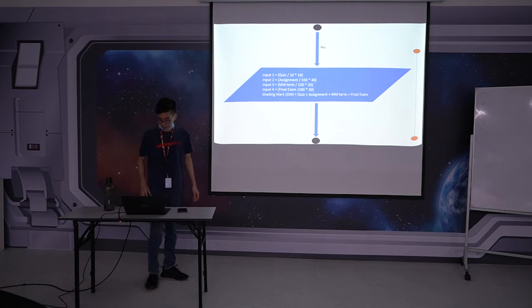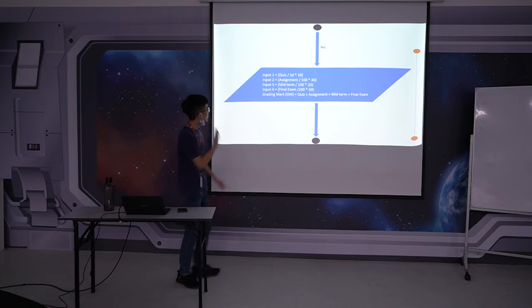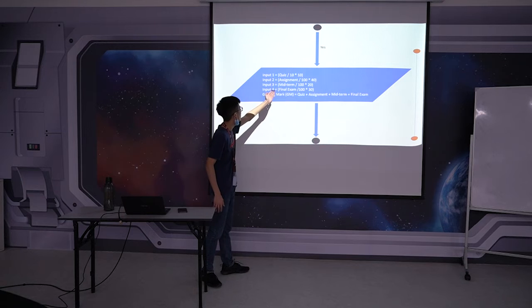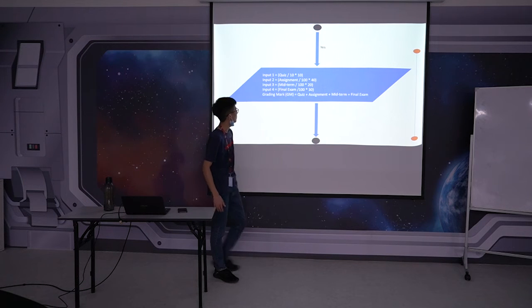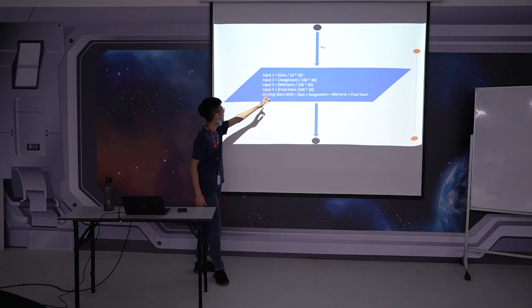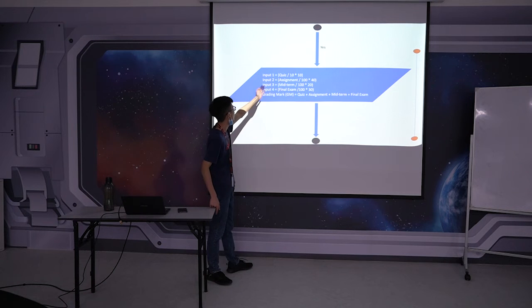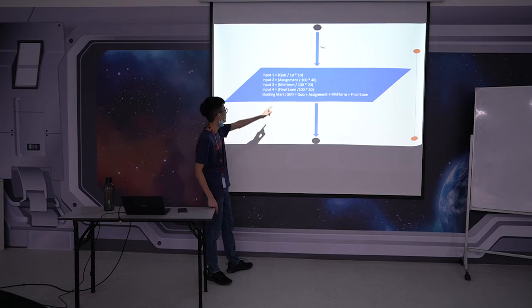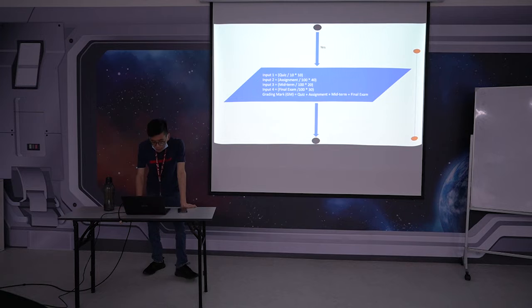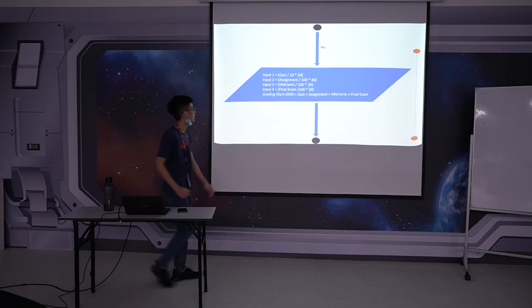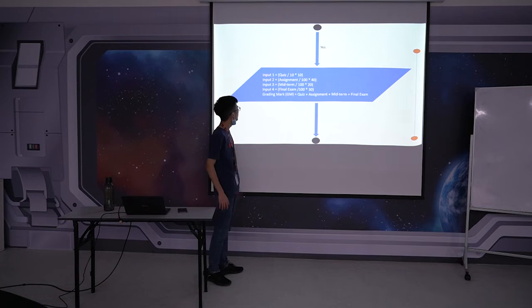This part is about the calculation. Just now the user input the quiz, assignment, midterm, and final examination. For the quiz, it will divide by 10 and times 10 and save in input 1. For the assignment, it will divide by 100 times 40 and save in input 2. For the midterm, it will divide by 100 times 20 and save in input 3. For the final examination, it will divide by 100 times 30 and save in input 4.